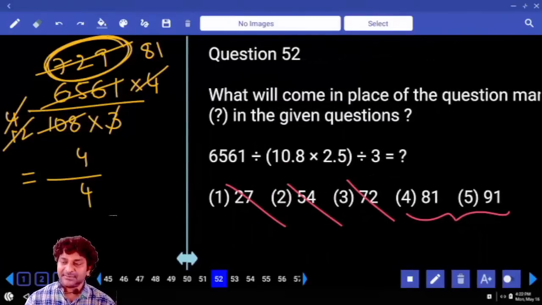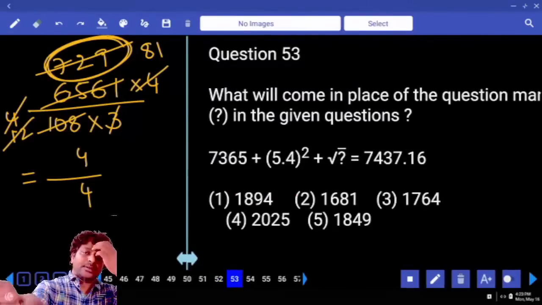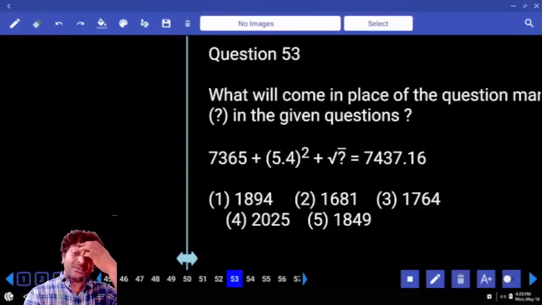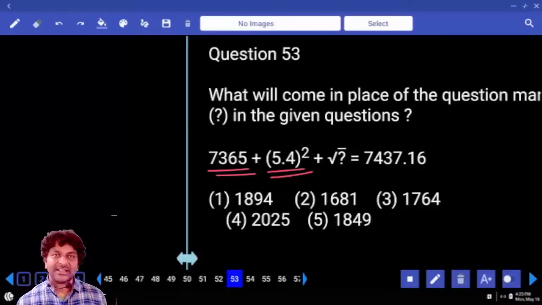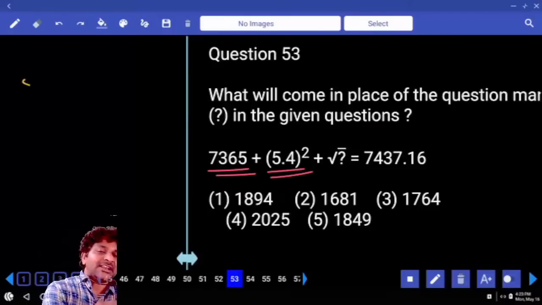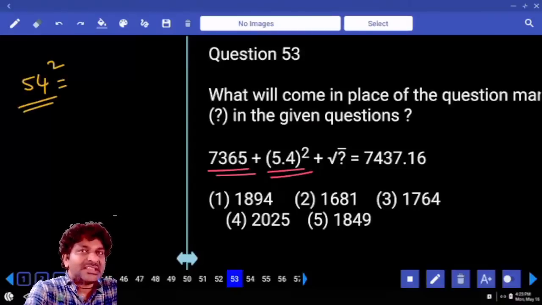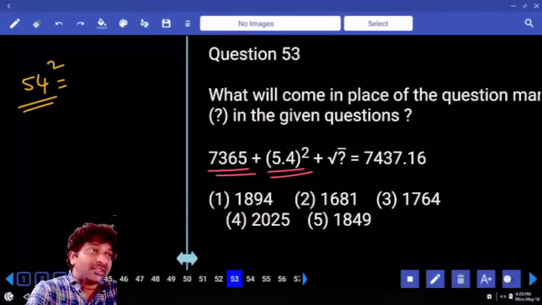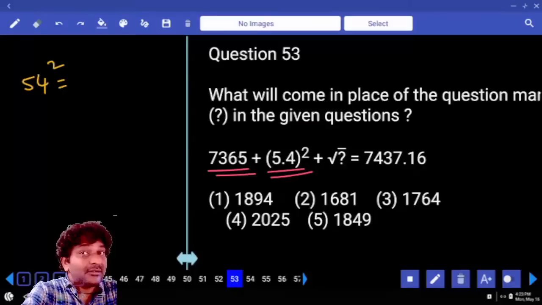So what is the answer? 81. Right. So this fellow goes to the right hand side, and 5.4 whole square also goes to the right hand side. Correct? First let's calculate 54 square, then we can convert it into 5.4. Now, is this more than 50 or less than 50? How much more than 50? 4 more. Remember that number. What is that number? 4.